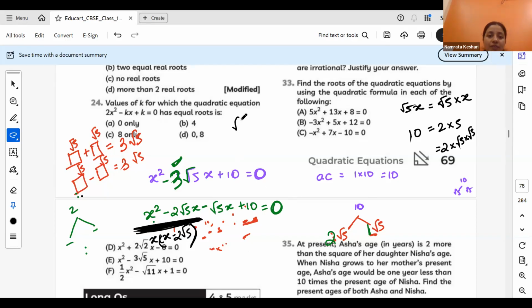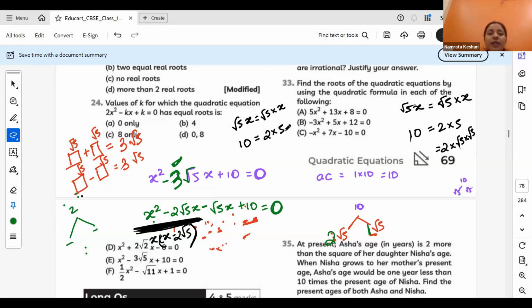Okay, think about it. You are having root 5 x and you are having 10. What are you doing? Factorization. Root 5 x means root 5 into x, and 10 means 2 into 5. Is it clear so far? Yes, ma'am. Is it clear to you, Inan? Sarah, is it clear? Yes, ma'am. Abdullah? Yes, ma'am. Okay, 2 into 5 we are having.